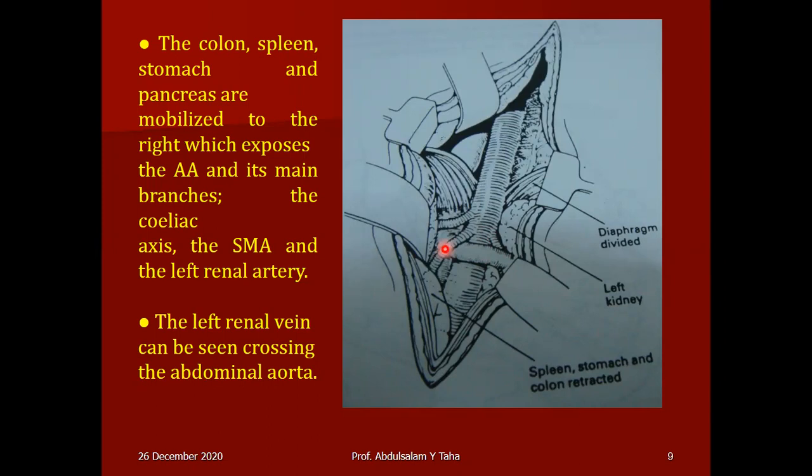So this is a left thoraco-abdominal approach, called thoraco-phrenolaparotomy. It gives us an ample exposure of the upper abdominal aorta, and it is considered a transperitoneal approach because the peritoneum is open. So it is a transperitoneal approach, as if we have done a laparotomy plus thoracotomy.